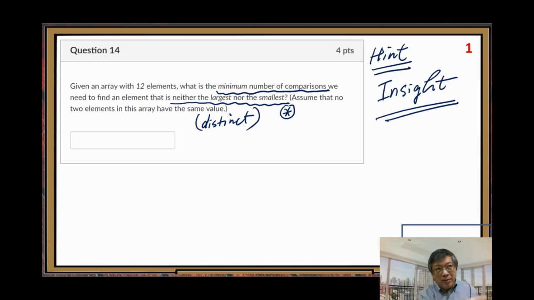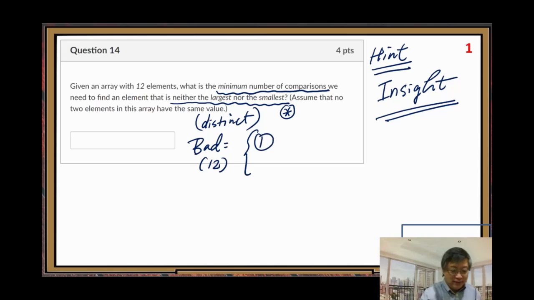One common way people do the solution is in this way. Here, let me put this bad solution here, because I don't want you to use this solution. Some people start with 12 elements. Step 1, from 12 elements, find the largest.